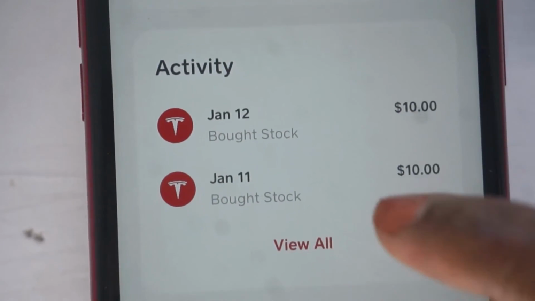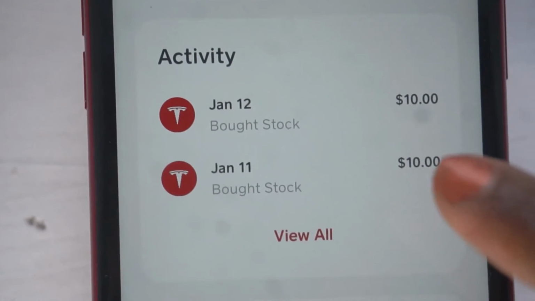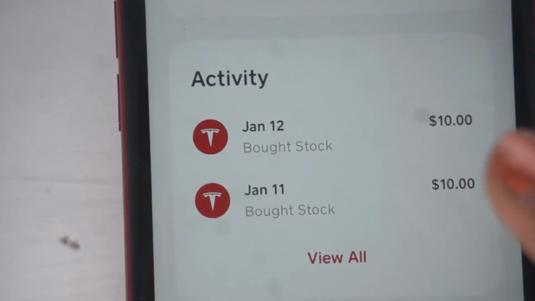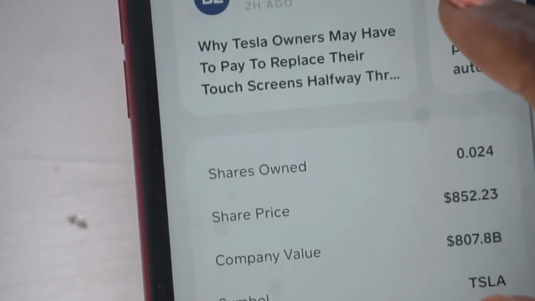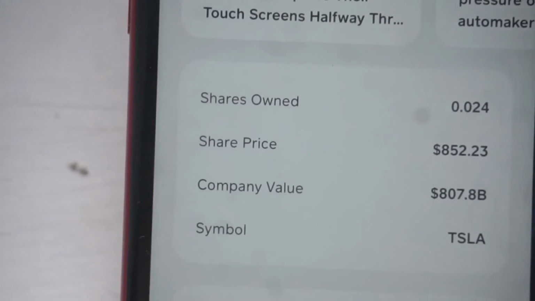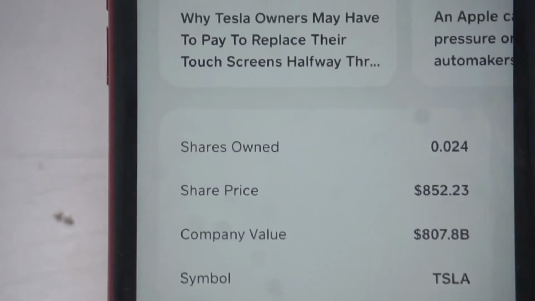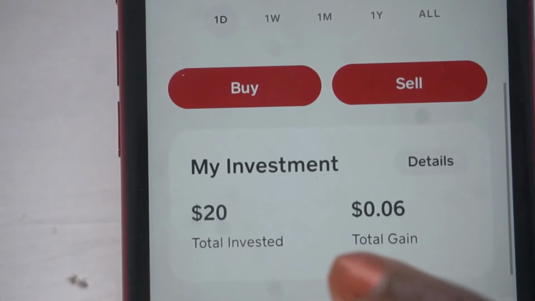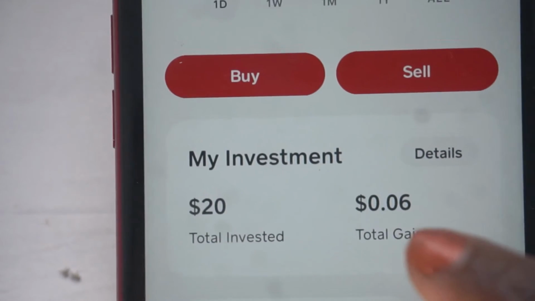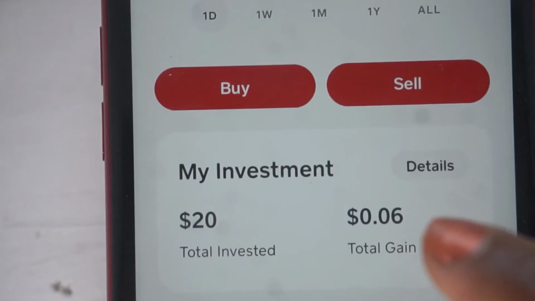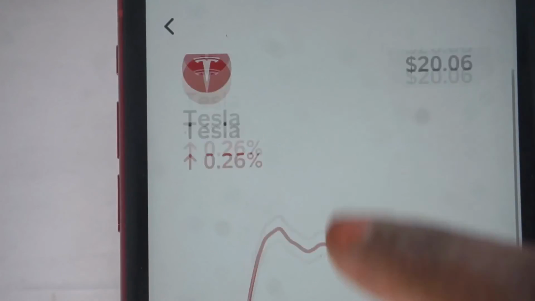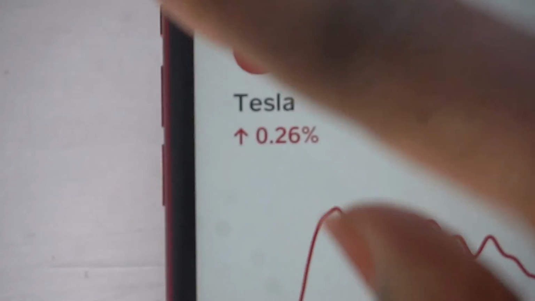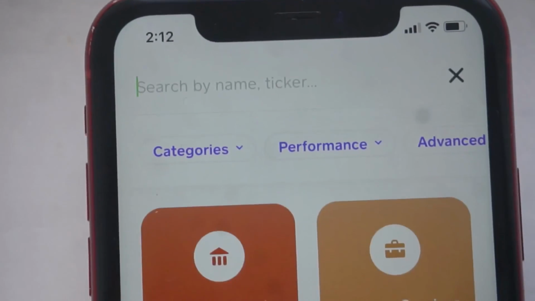You can see that I bought Tesla $10 in January and another $10 in the same month, and it shows shares owned, share price, the symbol, and the company value. So you can see my investment is $20 and the total gain is 0.06. This is just to show you can earn passive income. Well, you have to be really smart in what you're looking to invest in.